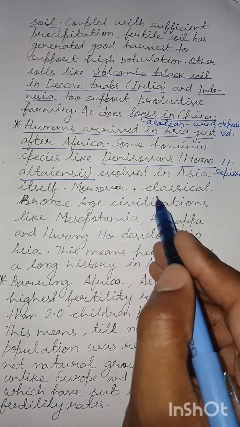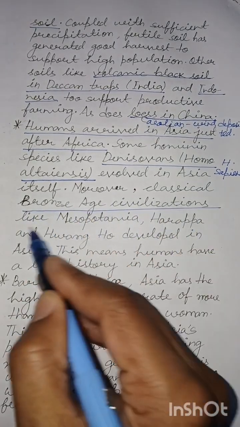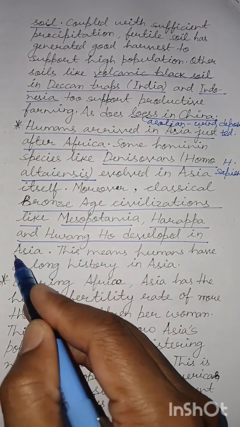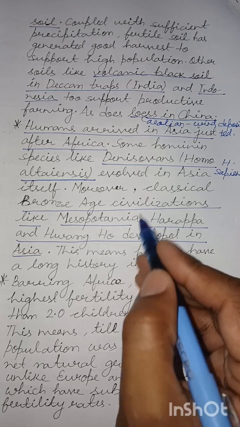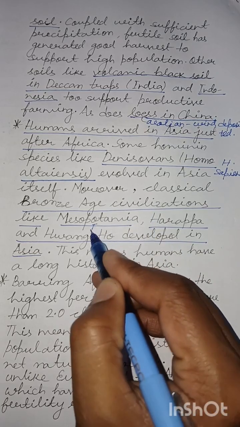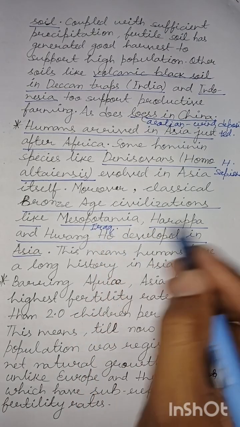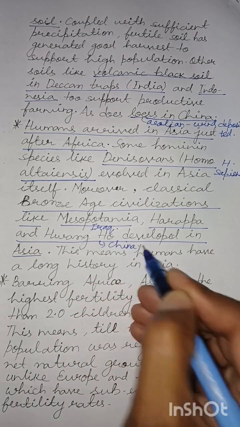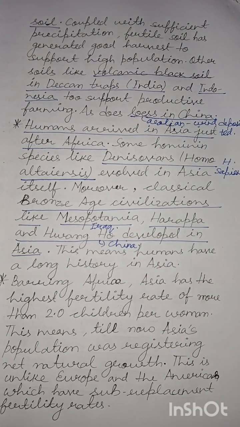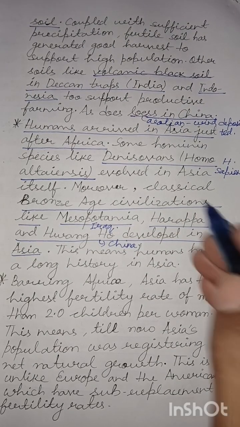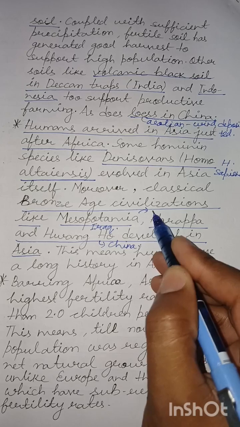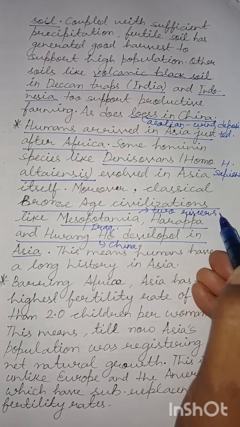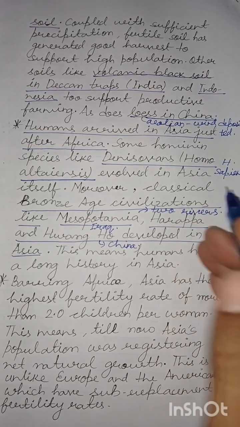Moreover, classical Bronze Age civilizations like Mesopotamia, Harappa and Wang Ho developed in Asia. We do not have to explain that Mesopotamia developed in present day Iraq, Harappa developed in India, and Wang Ho developed in China. And a piece of homework: you have to find out which are the two rivers between which the Mesopotamian civilization developed. You have to find their names and note it down in your running notes.